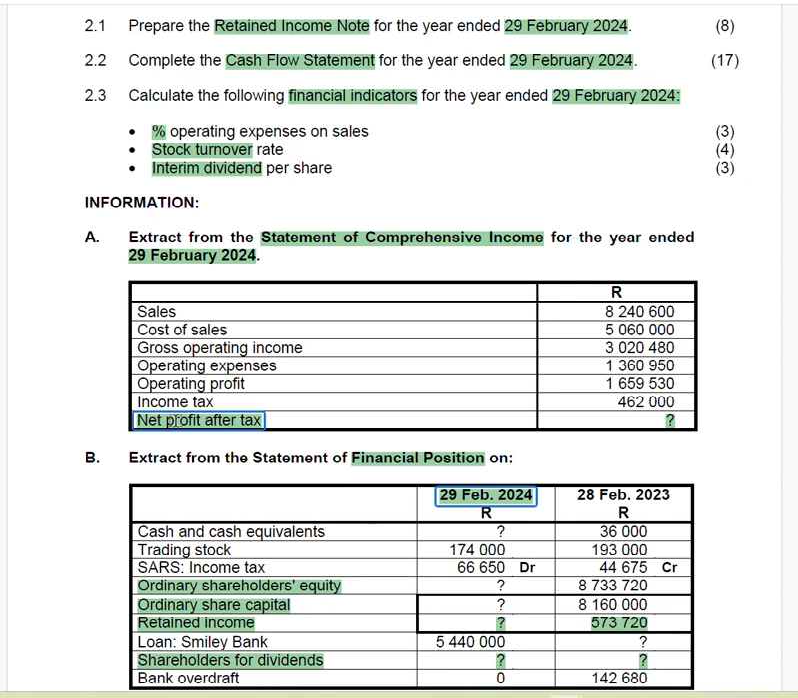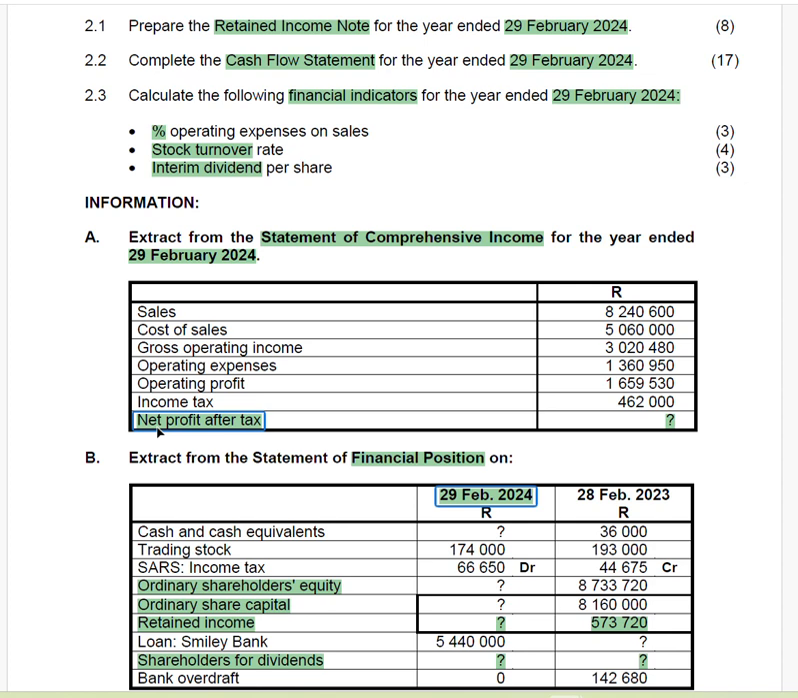Why do we need net profit after tax? It's because it is closer to getting to the retained income note. Do we need that information? Yes, we need that information. It gives us the final product called net profit after tax, which is very close to what you're going to need for your retained income note.